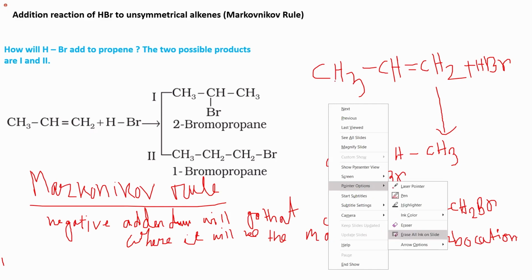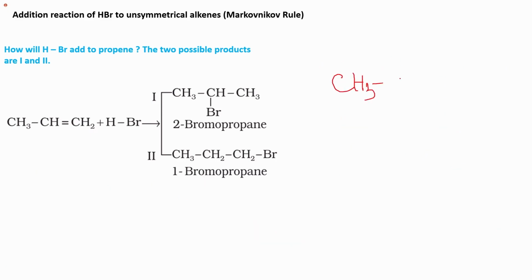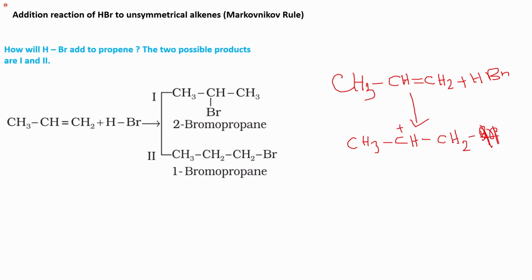Okay, now we'll see the mechanism, how it looks. The mechanism is CH3, CH, double bond CH2, then HBr. In the presence of HBr, what will it form? The negative addendum will go to that carbon which leads to the more stable carbocation. So CH3, CH, CH2, and one carbocation generation is this one, that is a secondary carbocation.